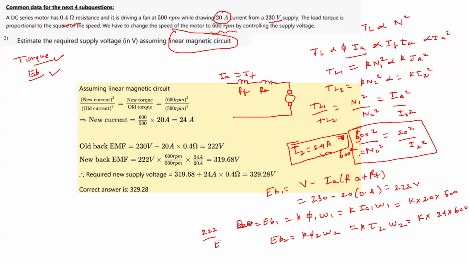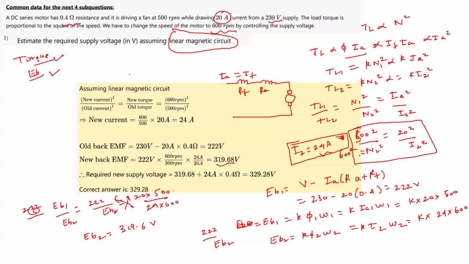So from this equation, if we take the ratio of these two, EB1 and EB2, we get EB1 by EB2 is equal to 222 volt by EB2, which we have to find. And on this side, the K's get cancelled. Okay. So this is 500 by 24 into 600. So using this cross multiplication, we can get EB2. So EB2, you will see, will come out to be 319.6 volts. Okay. So this is the EB2.